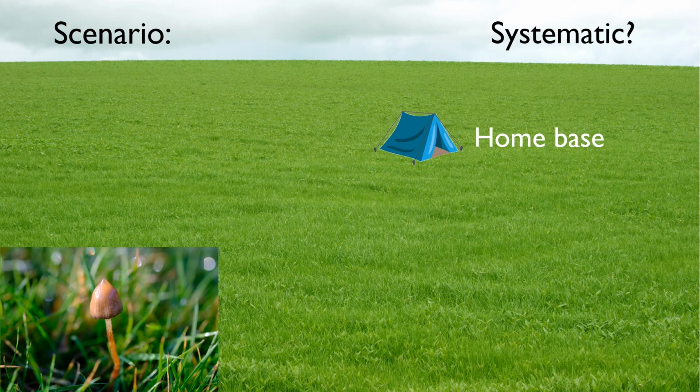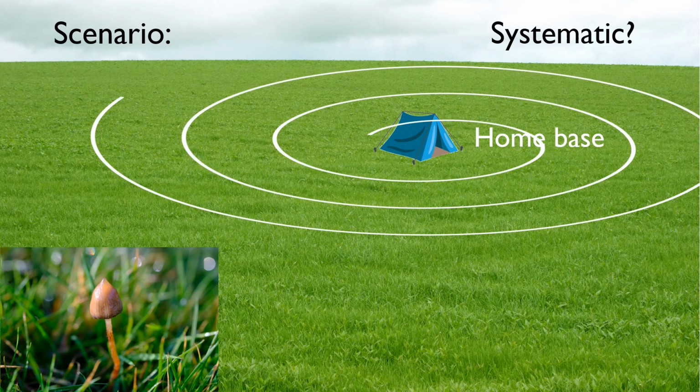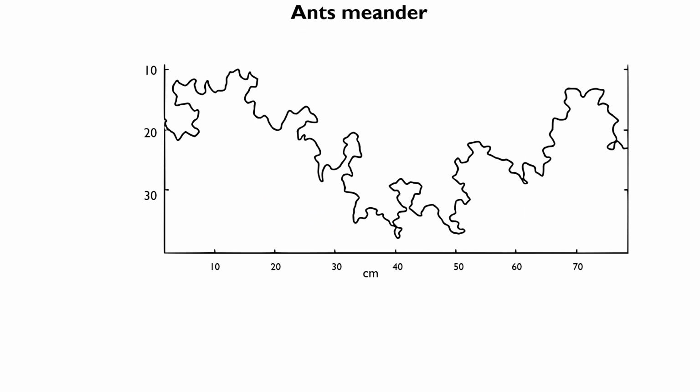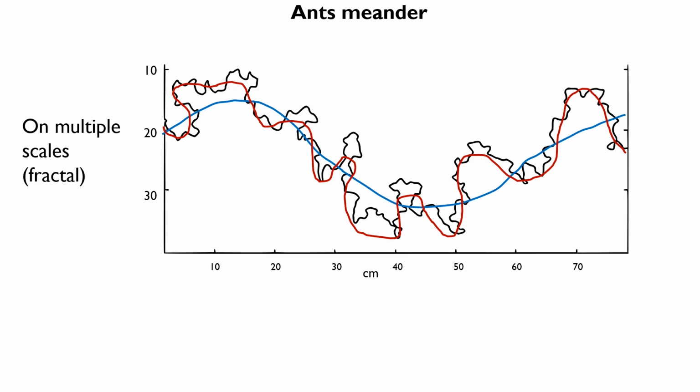Returning to the scenario. Maybe you thought that you would search in a systematic pattern, like a spiral or in zigzags. And that's exactly what the ants are doing. They are meandering like a river, more regularly left and right than a normal random walk would do. And they do this on multiple scales. So here I have overlaid the splines of this track on 2 larger scales, which are also meandering.